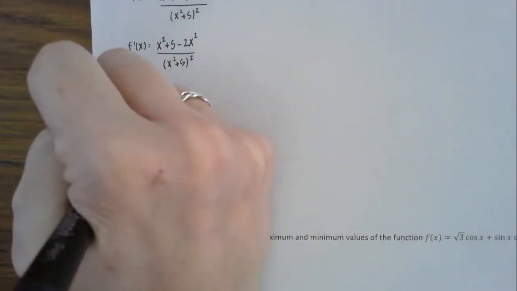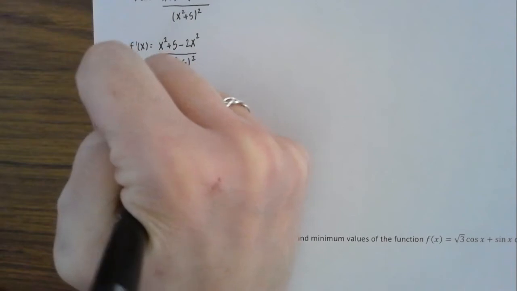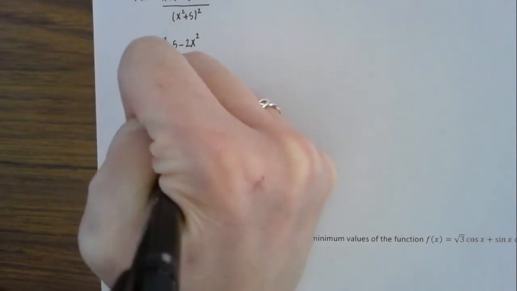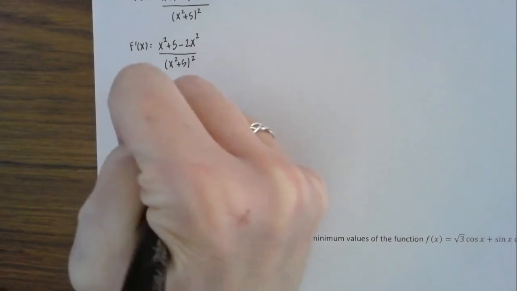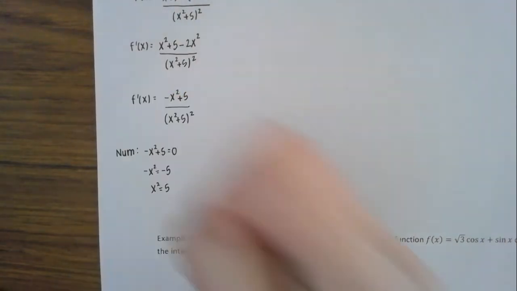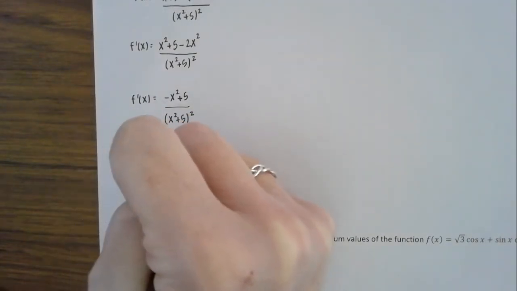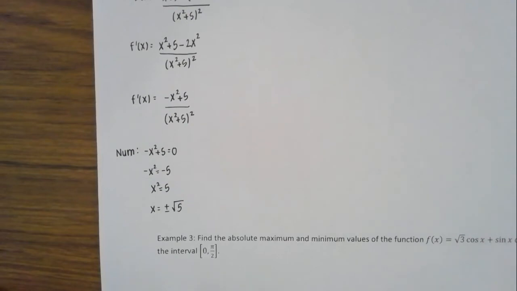So I'll start with my numerator. I'll do my negative x squared plus 5 equal to 0. That's going to give me negative x squared is equal to negative 5. Divide everything by -1. X squared is equal to 5. And then x is going to be equal to plus or minus the square root of 5. Because don't forget that we do need to make sure that we're getting both values when we take that square root.